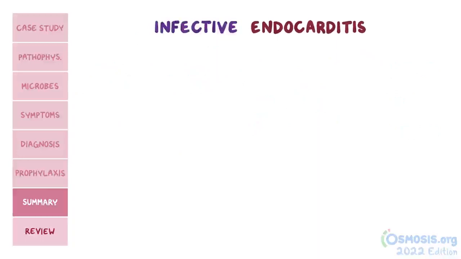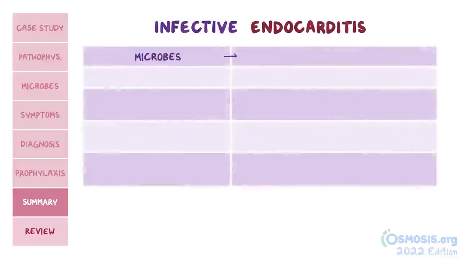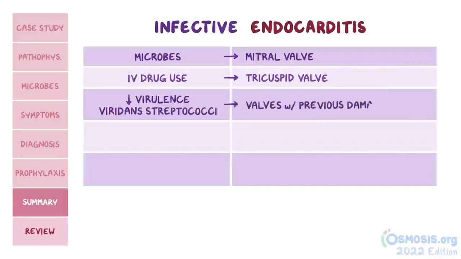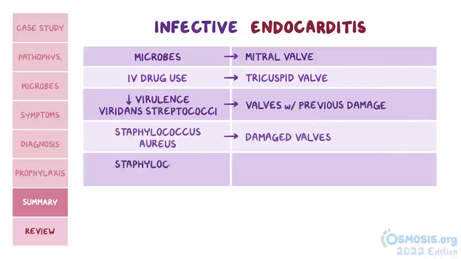Now, in infective endocarditis, microbes reach the bloodstream and attack the endocardium, which usually affects the valves on the left side, especially the mitral valve. Remember, with IV drug use, the tricuspid valve is at risk. Infective endocarditis is usually caused by low-virulence viridans streptococci, which attack valves that have had some previous damage. Other causes include Staphylococcus aureus, which can affect damaged valves, and Staphylococcus epidermidis, which affects prosthetic valves.